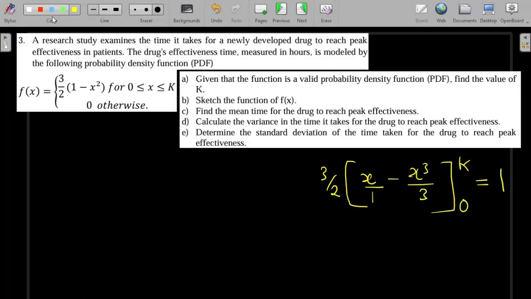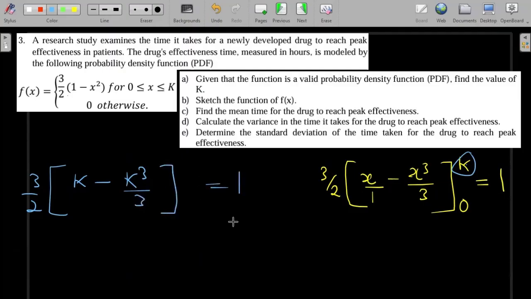Okay. And then from here, it means we're going to have 3/2. Then here we can substitute this k into this equation. So I'm going to get k minus k to the power 3 over 3, and then it equals 1. I didn't include this 0 here because if I put the 0 there, I'm just going to get 0.